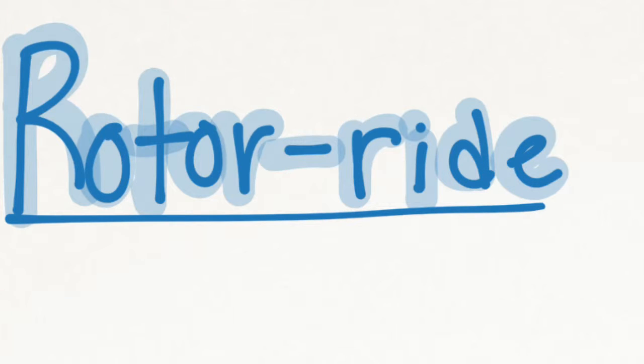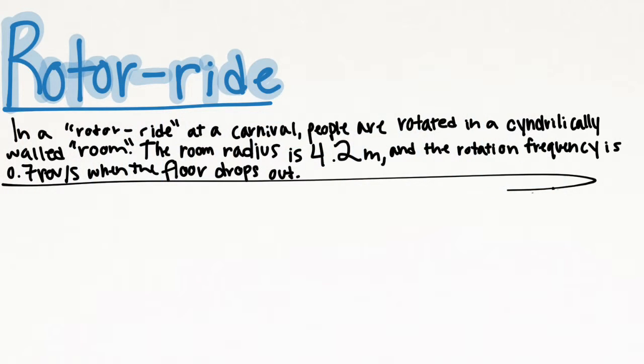Hi, this is Jolien, and we're going to do a circular motion problem. This problem is called rotor ride. In a rotor ride at a carnival, people are rotated in a cylindrical walled room.